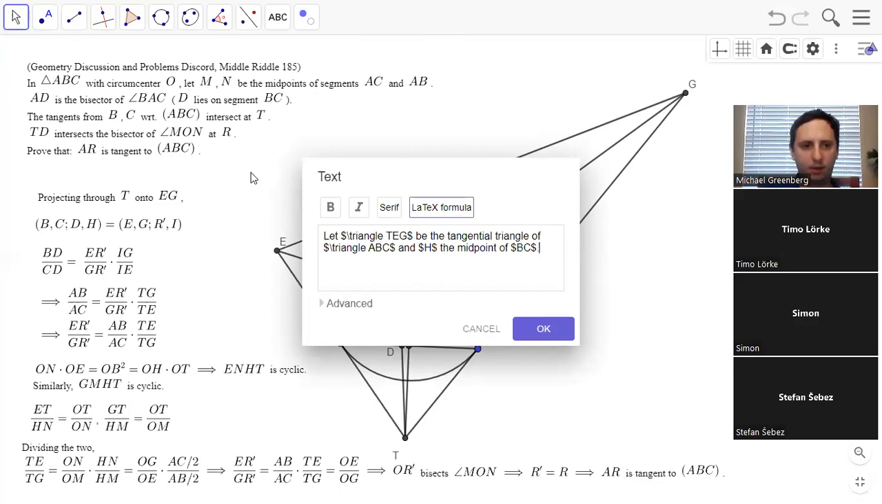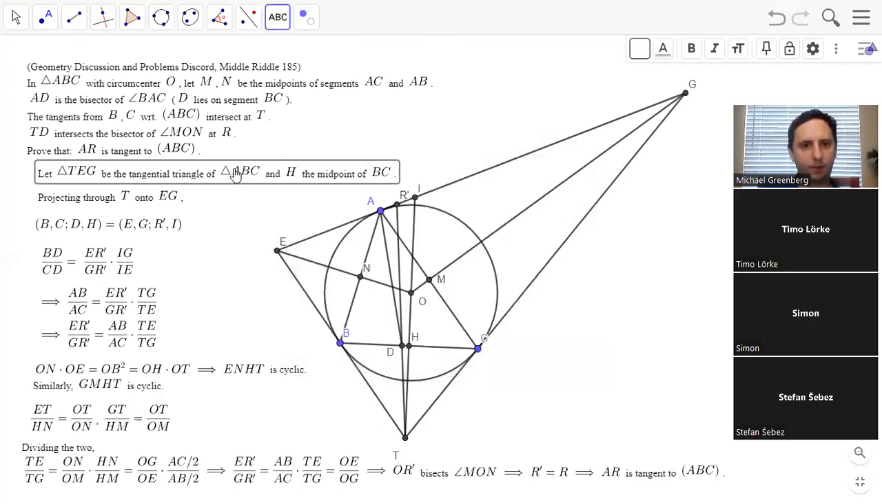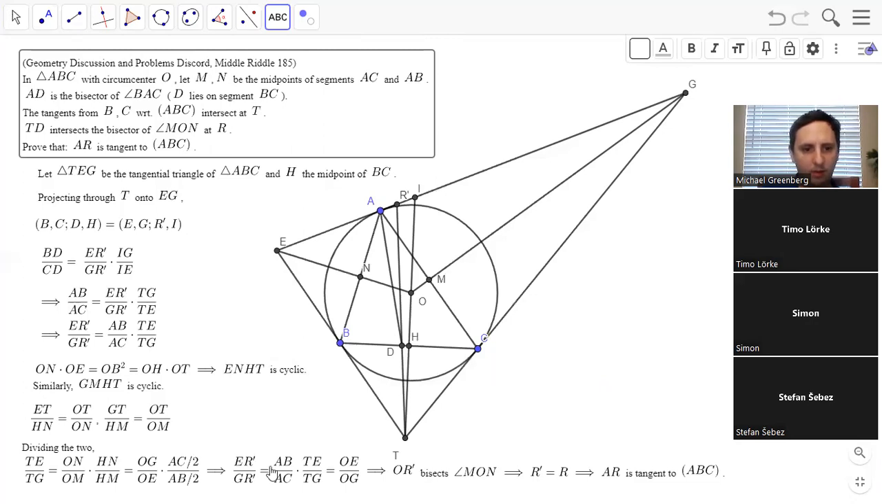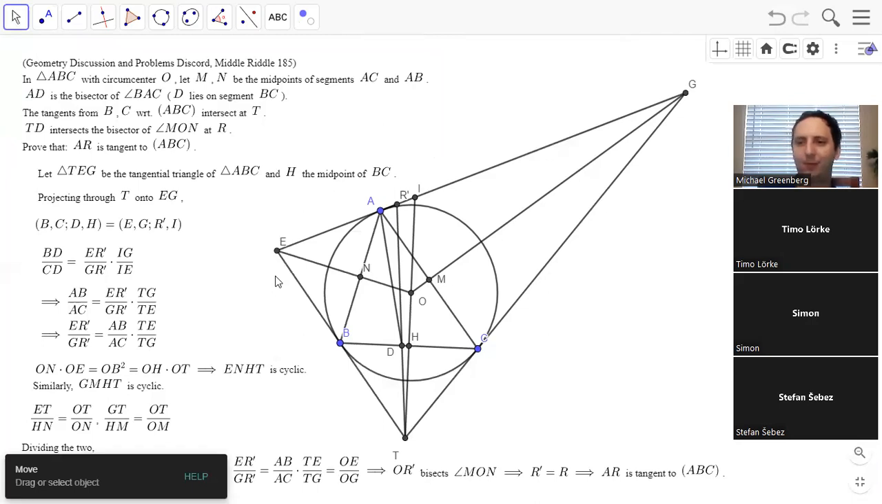May I ask something? Yes. How did you get that IG over IE is equal to PG over PE? It's the second and third line in the solution. So IG over IE is TG over TE. Okay, so I got that because TH is an angle bisector. Oh, here. Okay, I see. Yeah, because this is isosceles and H is the midpoint. So yeah, right. So we successfully solved this and avoided trigonometry.